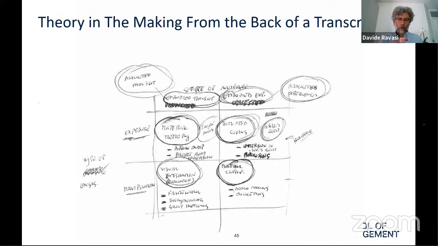Exposure versus manipulation of artifacts, artifacts as embodied thoughts or embodied experiences. These were tentative labels. Eventually they didn't go in the paper, but it reassured us that there was some theoretical underpinning to this descriptive classification of practices.